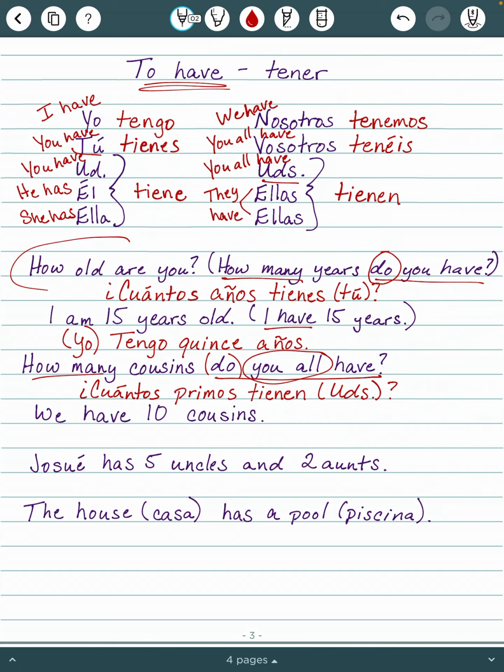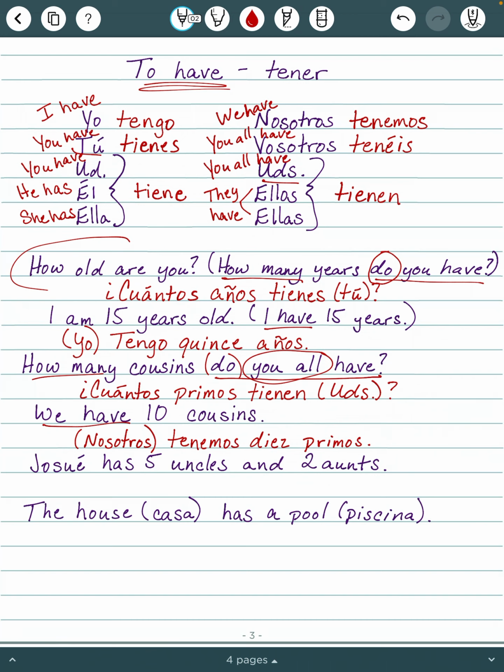So to answer that, we have 10 cousins. You have to know that we is nosotros or nosotras. And again, that is optional. So include it if you want to. To say we have, nosotros goes with tenemos. And then 10, I hope we know, is diez. Cousins is primos. Nosotros tenemos 10 primos.